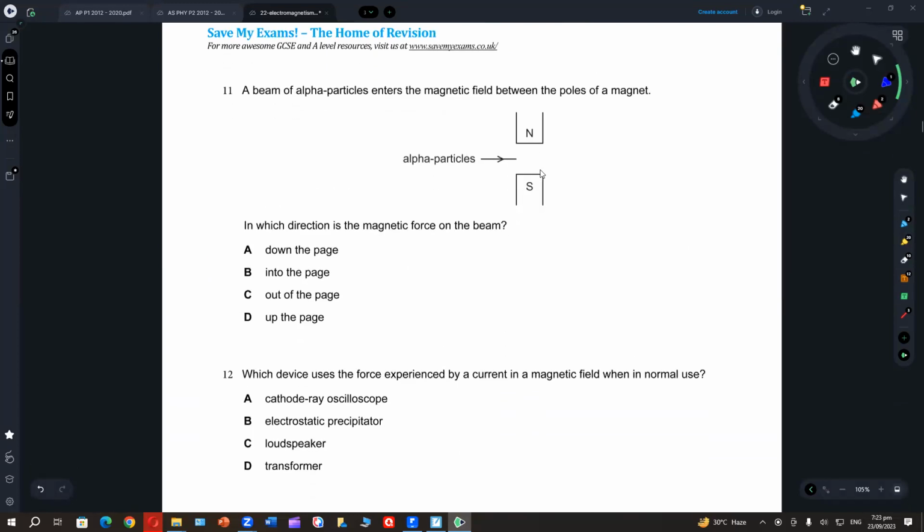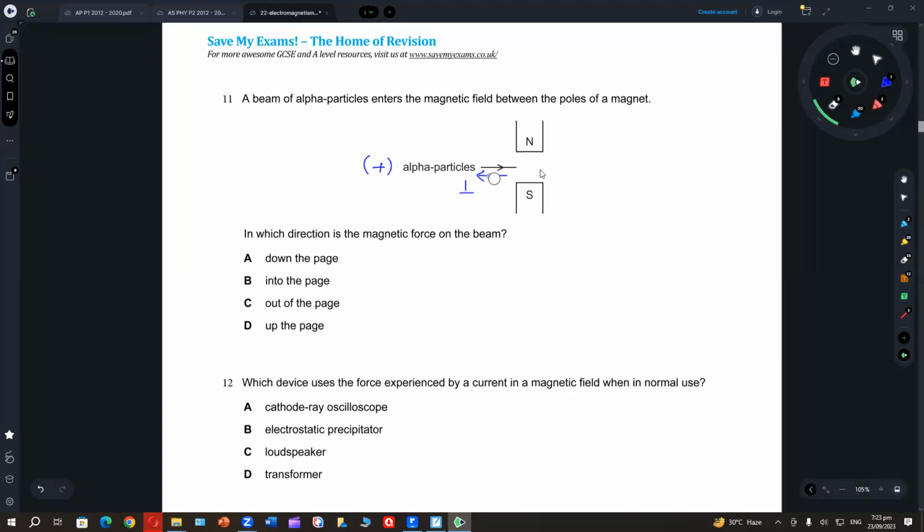A beam of alpha particles are positive particles. I am telling this for reference. Alpha particles are positive and enter the magnetic field between the poles of a magnet. If alpha particles are going to the right, remember the current always takes the direction of the positive charge. Look, this is current. Magnetic field is always north to south.